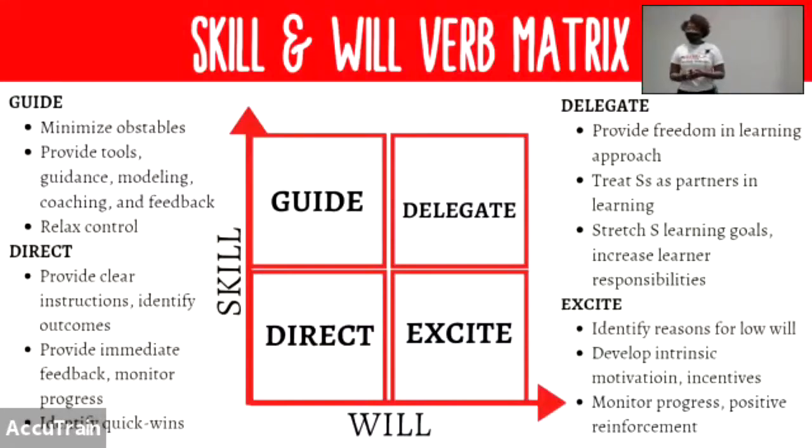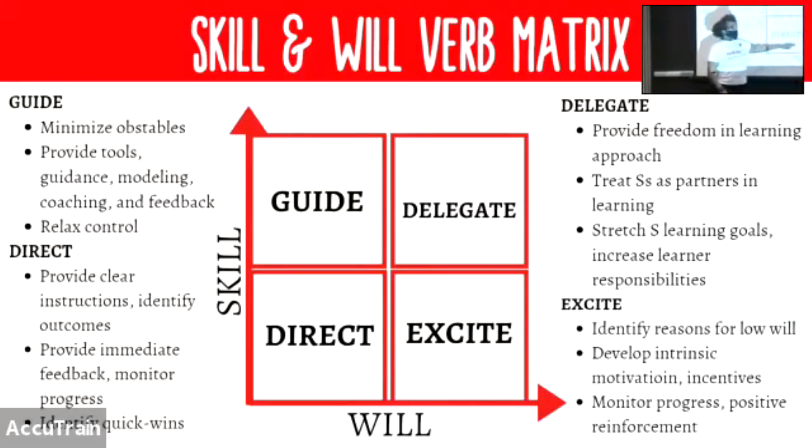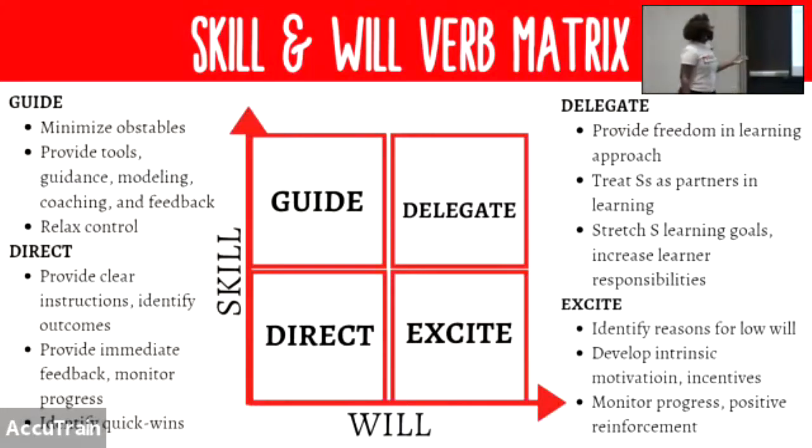I like to put a verb to things. So it's one thing to say this quadrant is low will and low skill, and that one is high skill and high will. But what does it really look like in terms of verbs? When we have students with low skill and low will, we find ourselves having to direct them, right?